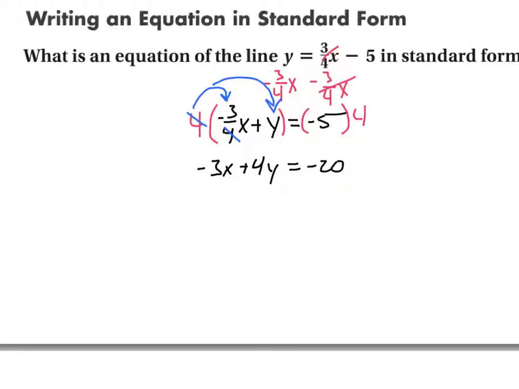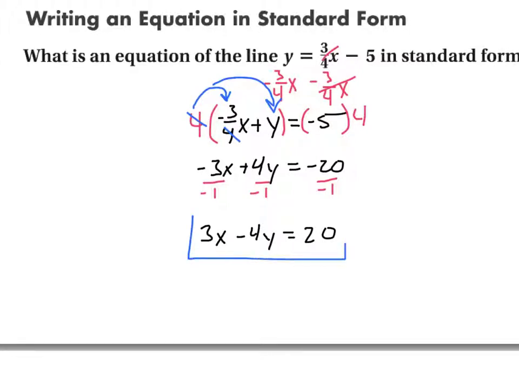Okay, now there was one last stipulation I gave you about standard form. A is always positive. So how are we going to get A to be positive? We could divide by negative 1 or we could multiply everything by negative 1. It gives us the same result. So now we have positive 3x minus 4y equals 20. There is our equation written in standard form. Questions?